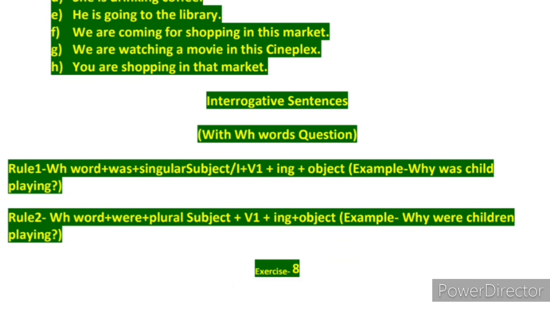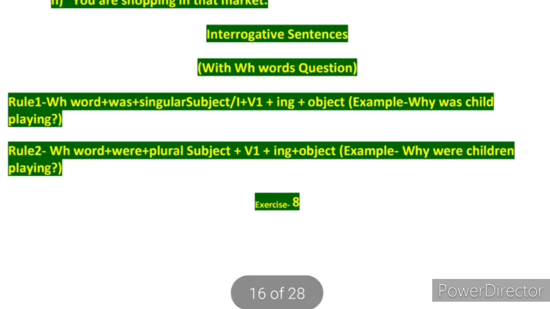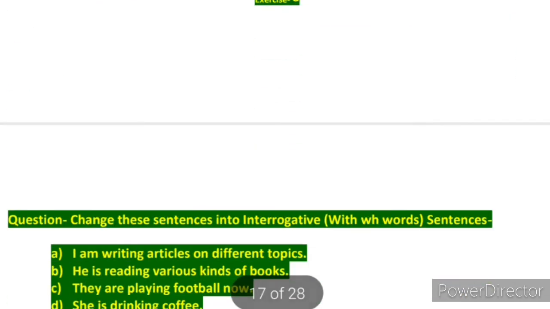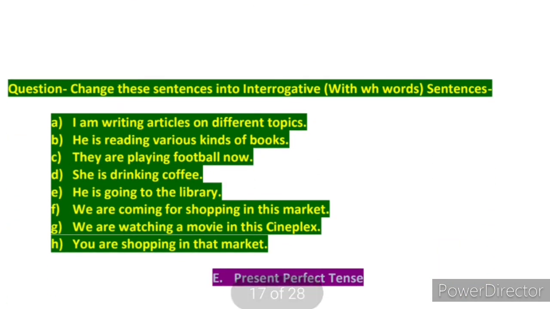So rule 1, we will just add WH words, rest will be the same as it was in the yes or no answer type of questions. So WH word plus was plus singular subject plus V1 plus ing plus object. For example, why was child playing? Next, WH word plus were plus plural subject plus V1 plus ing plus object. For example, why were children playing? Question mark. Now next, here are some exercises, we will solve it.